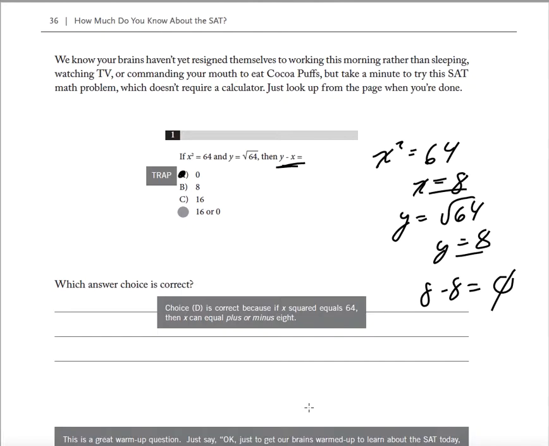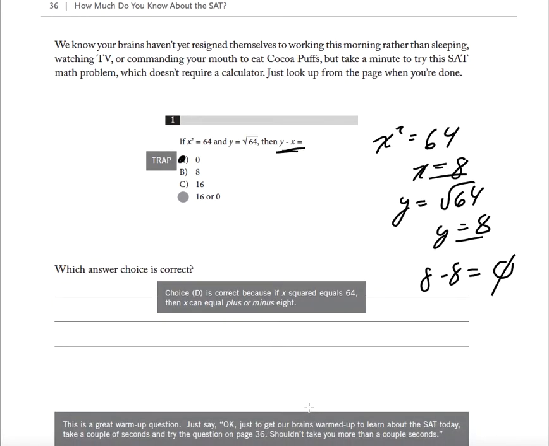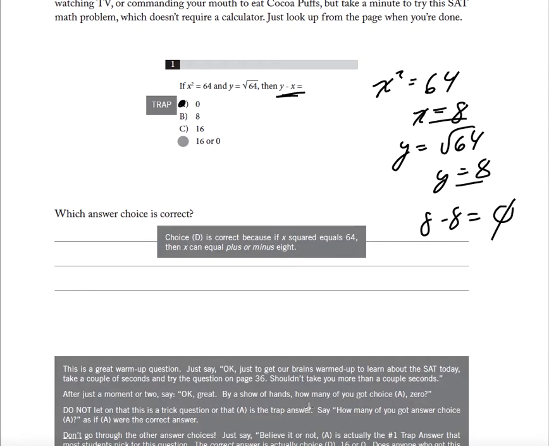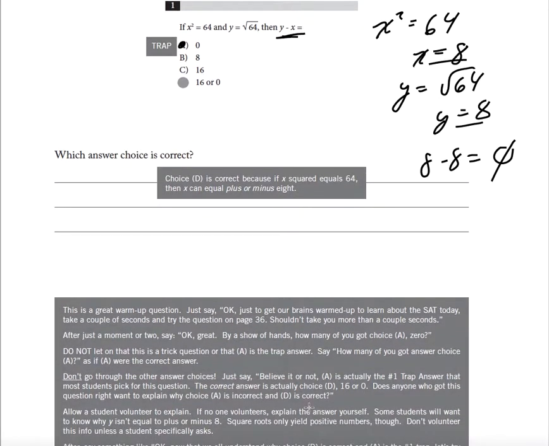What those students fail to take into account is that if x squared equals 64, then x doesn't equal just positive 8, it also equals negative 8. So therefore, x equals plus or minus 8. Now, some students, by the way, may ask you or may think, well, what about y? Doesn't y equal plus or minus 8? No. It's axiomatic in math that if you're taking the square root of something, it's only the positive value.